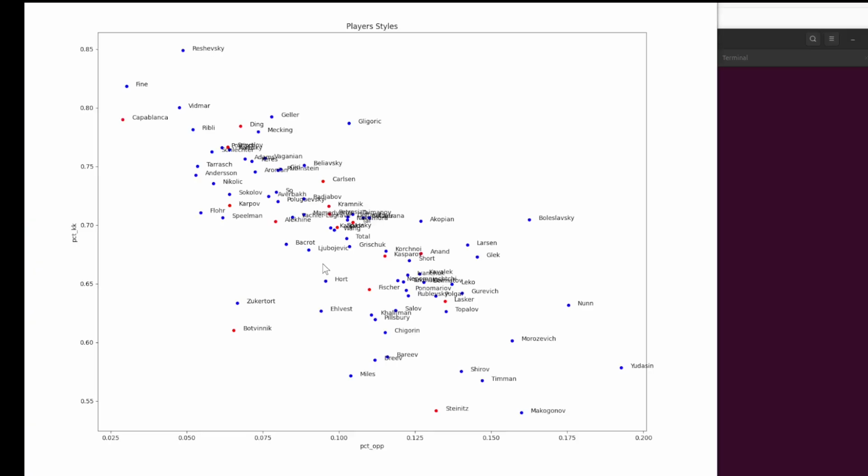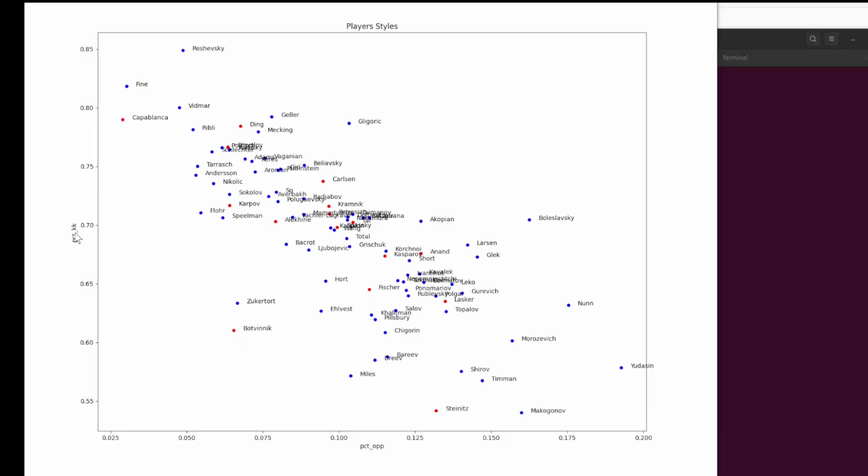So we'll just run my little code here, and here's his scatter plot, right? The x-axis is the percent opposite side castling, and the y-axis is the percent kingside castling, both sides. So that's what that code there means. This is opposite side castling, doesn't matter who's on the queen side, and this is both people playing kingside castling. Now, I like this chart.